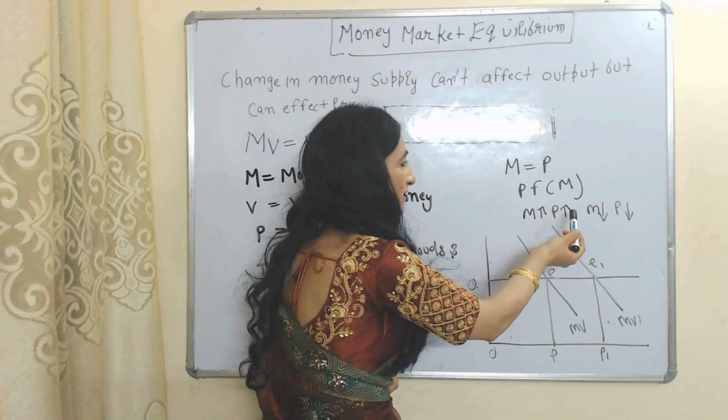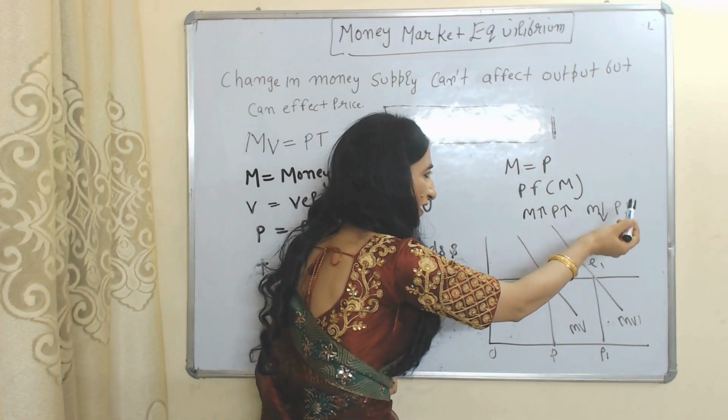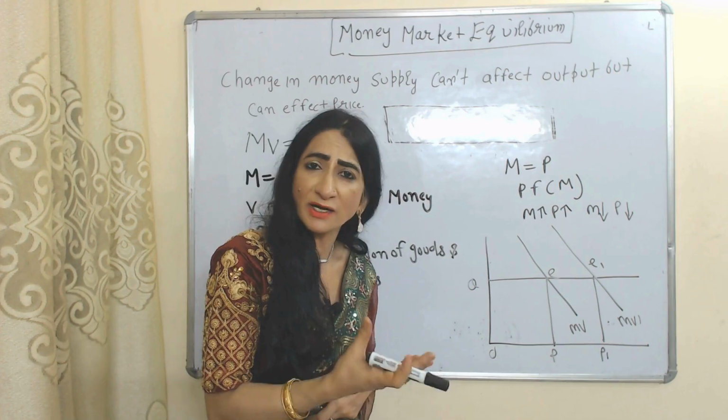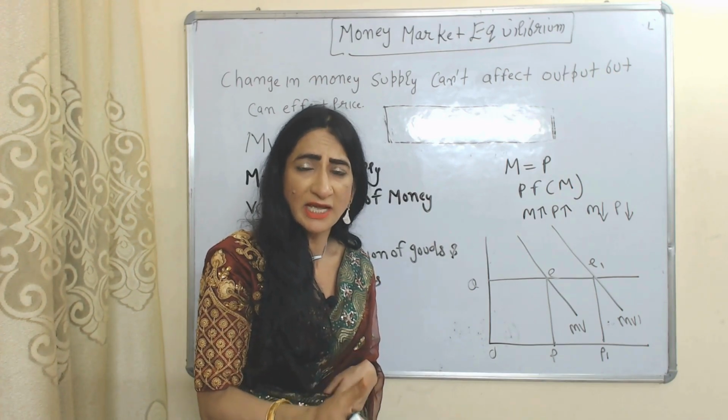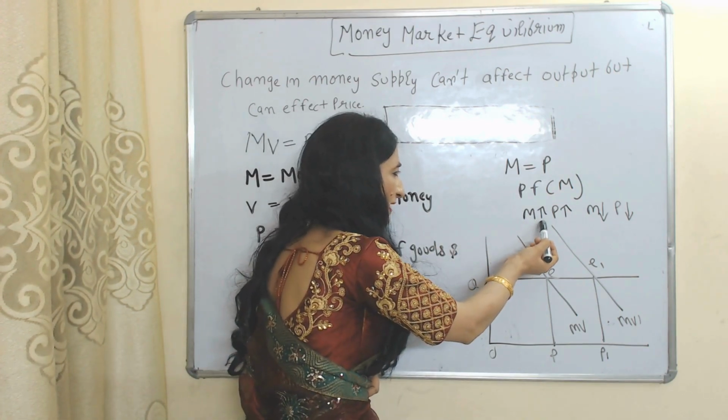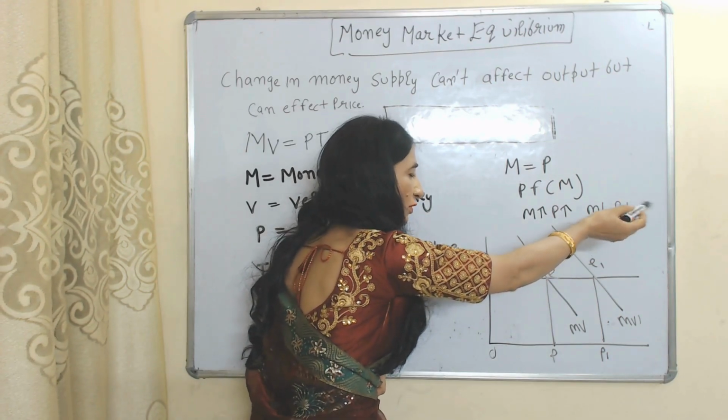As money supply increases, prices increase. As money supply falls, prices fall. Obviously, as money supply increases, demand for goods and services also increases. Eventually, it will lead to an increase in price. So, we can say that as money supply increases, prices increase, and as money supply falls, prices fall.